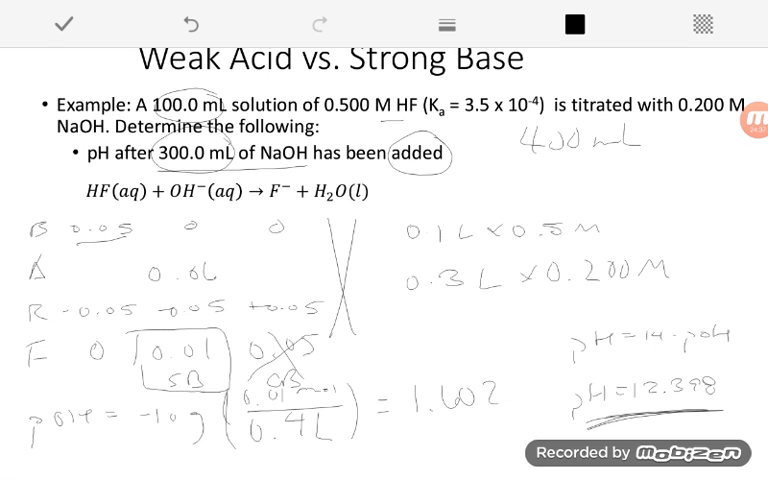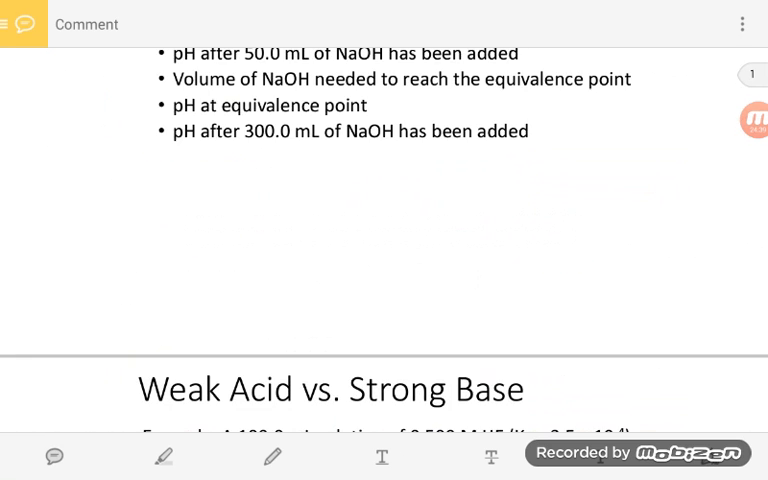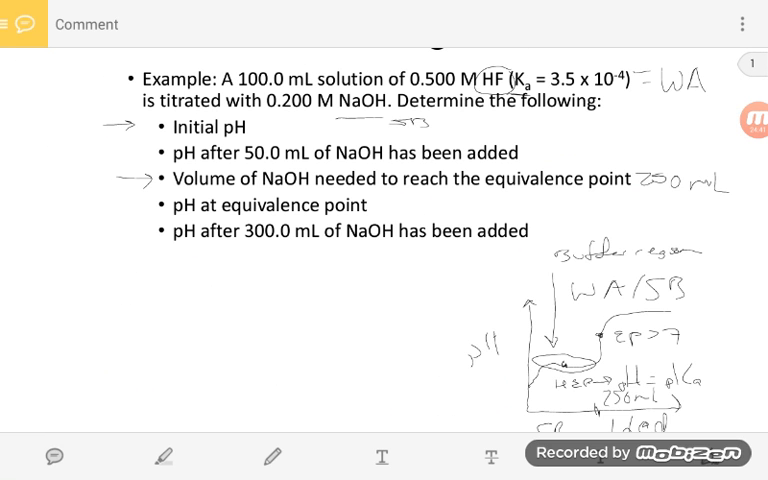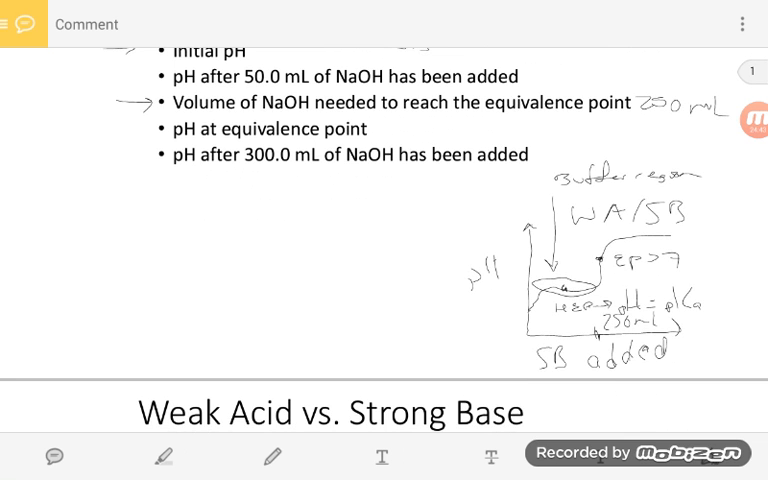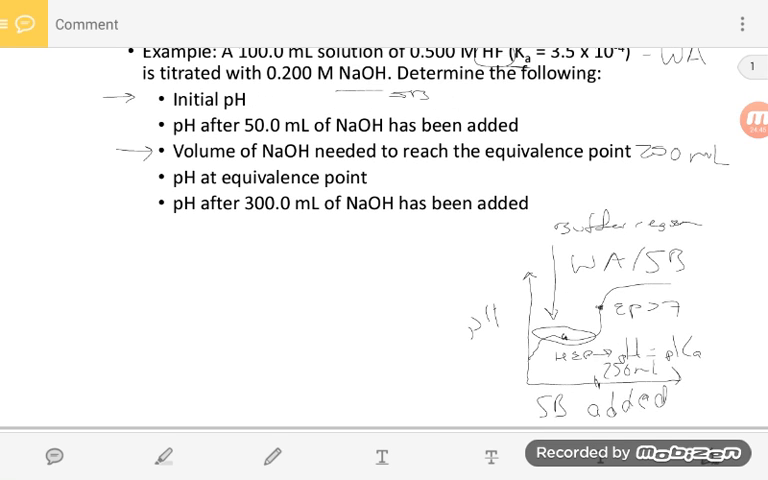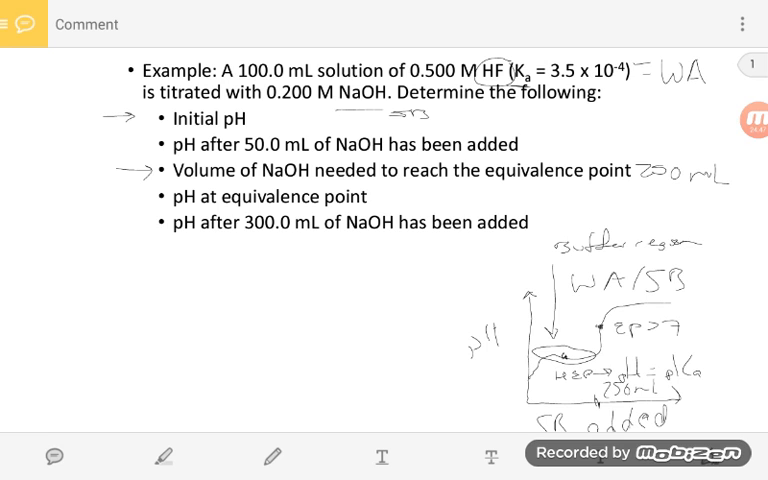So again, just like in our strong titrations, start off the same way. Identify what kind of titration you have, sketch your curve, figure out for each step where you fall on the curve, and that's going to help you be able to check your answers and make sure everything makes sense.